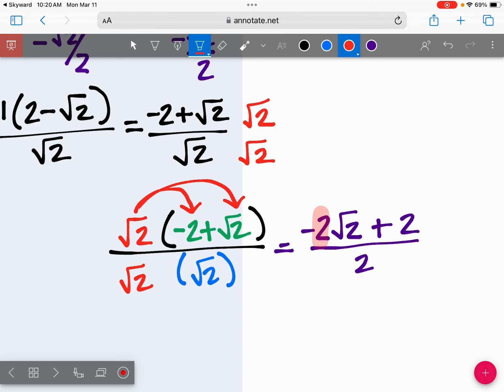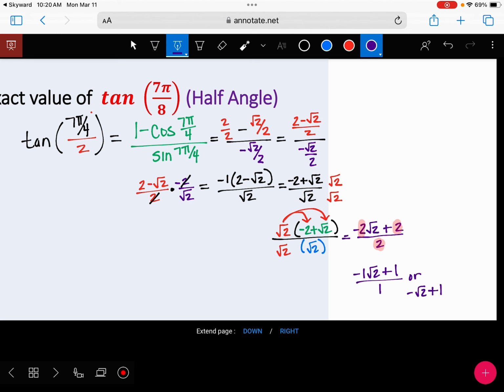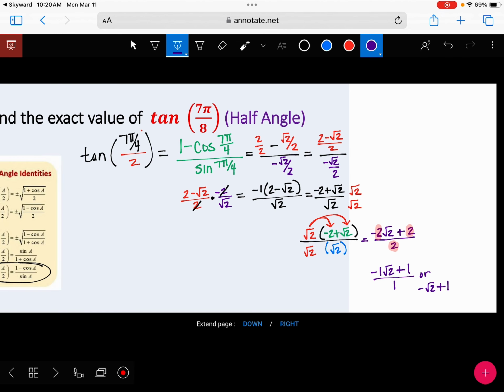However, we can simplify all of these 2's. Not the 2 under the square root, though. If I divide those 2's by 2, my simplified answer and the best answer would be -1 root 2 plus 1 over 1, which can also be just written as -root 2 plus 1. And that is our tangent half angle.